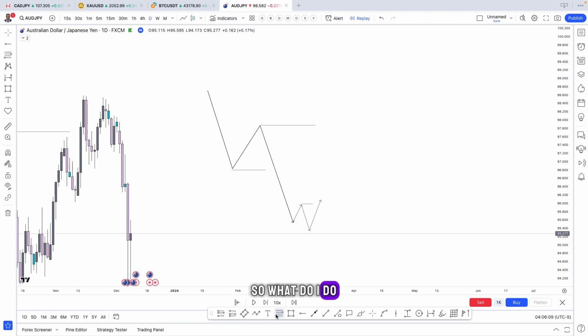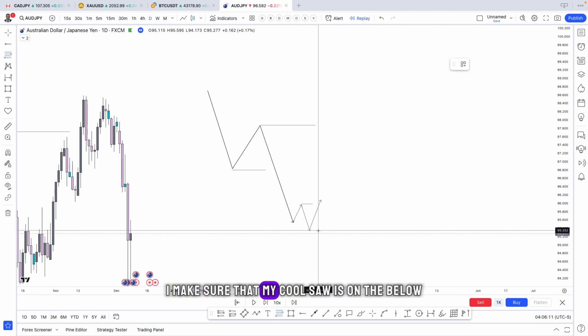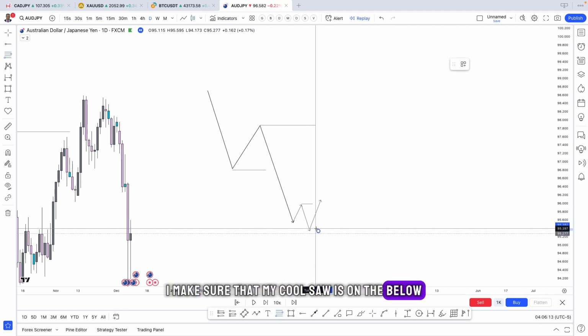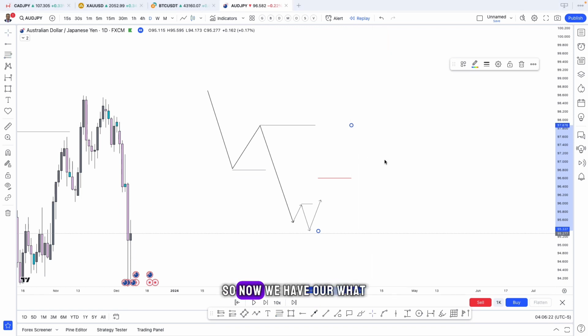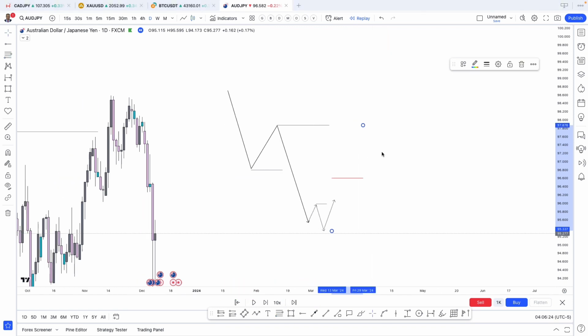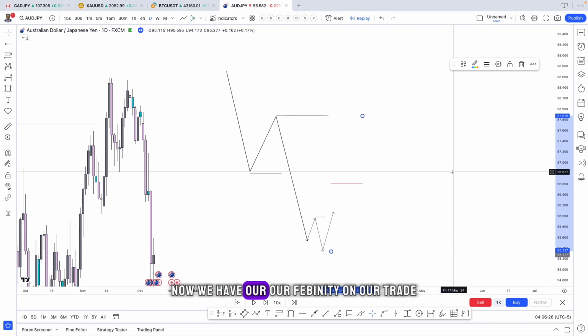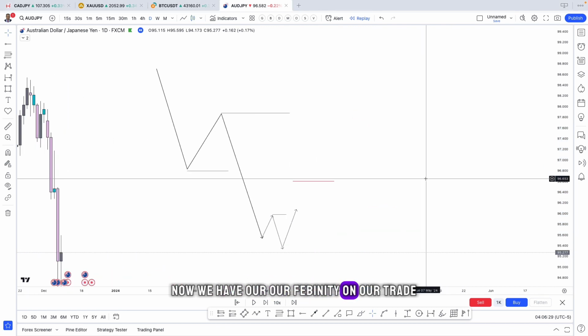So what do I do? This is how I do it. I make sure that my cursor is on the low, then I pull it to the end of the swing high and make sure it's exactly there. So now we have our Fibonacci on our trade.